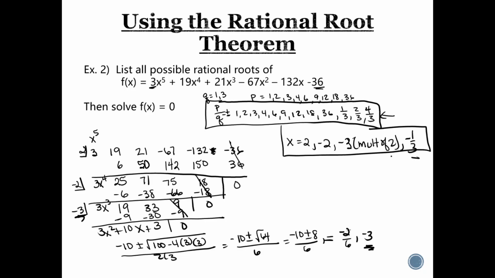And how many did I find? 1, 2, 3 because of the multiplicity, 4 and 5, and it's a 5th degree, so I found 5 and I'm done. Okay, now some people are going to want to just take these p over q values and plug them into f of x and see which ones equal 0.